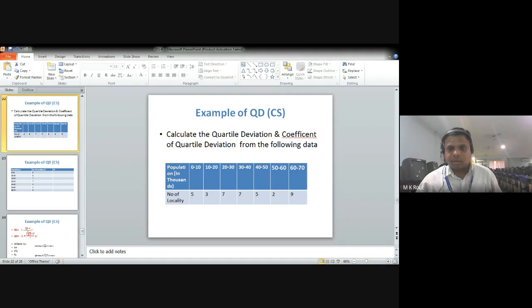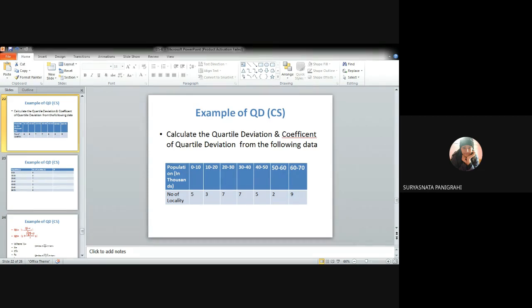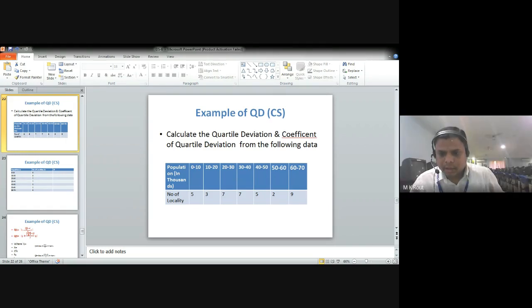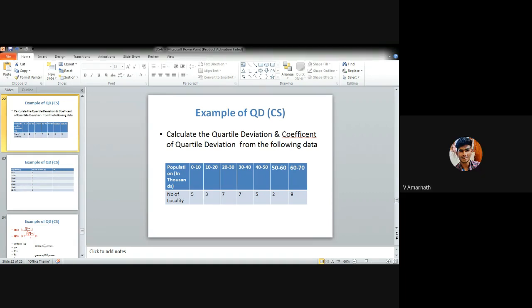Simran Das, are you done with the previous example? Yes, sir, I have done that. Okay, fine. Then Suresh Nata Panigrahi, have you done the previous example? Yes, sir. Okay, what is your answer? Yes, proceed. V. Amarnath, have you done the previous question? Yes, sir. Does that V stand for Venkatesh? No, sir. What does V stand for? Vempadapu. Okay.